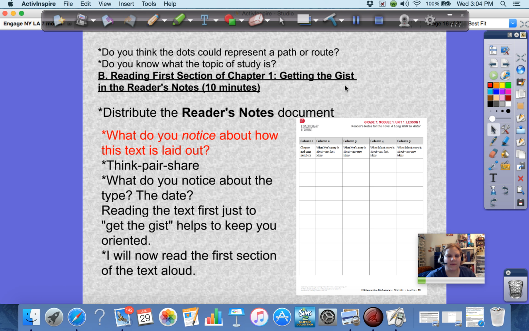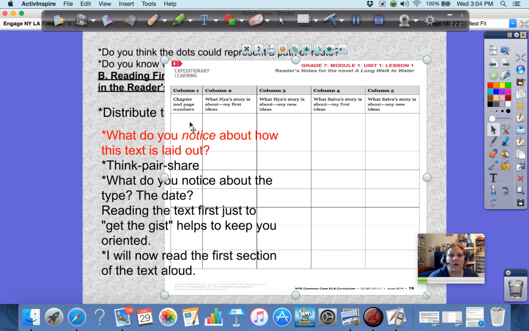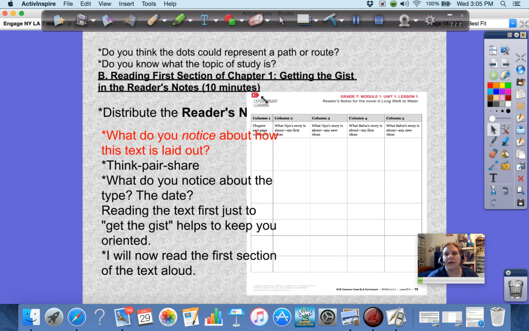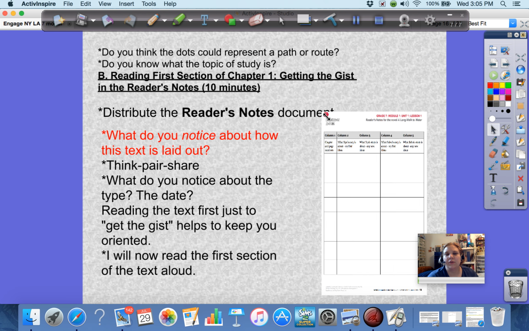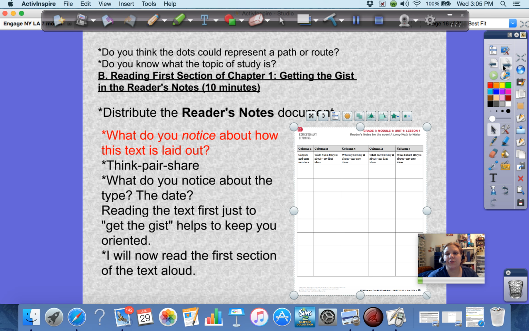Okay, and then again, they have a think, pair, share, and then they're talking about this handout, column 1, the chapter and page numbers, what Naya's story is about, my first ideas, and at this point, we're like, who is Naya? We don't know. What Naya's story is about, any new ideas, what Salva's story is about, my first ideas, what Salva's story is about, any new ideas, okay? So these are your first ideas here, and then you go into other ideas. So you should have enough room to fill all of that in on your chart.